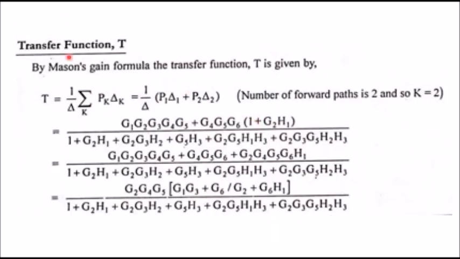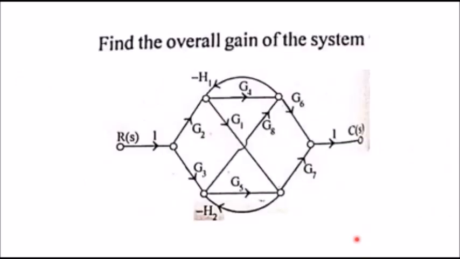We just put in the values. Mason's gain formula is T equal to 1 by delta summation of Pk del k. That means 1 by delta is common, P1 del 1 plus P2 del 2. Because the number of forward paths is 2, k is equal to 1 and 2. After doing that, if you solve this, you will reach the transfer function of the signal flow graph. So this is all about the signal flow graph, and you just take this signal flow graph as your homework. Find the overall transfer function of the signal flow graph.